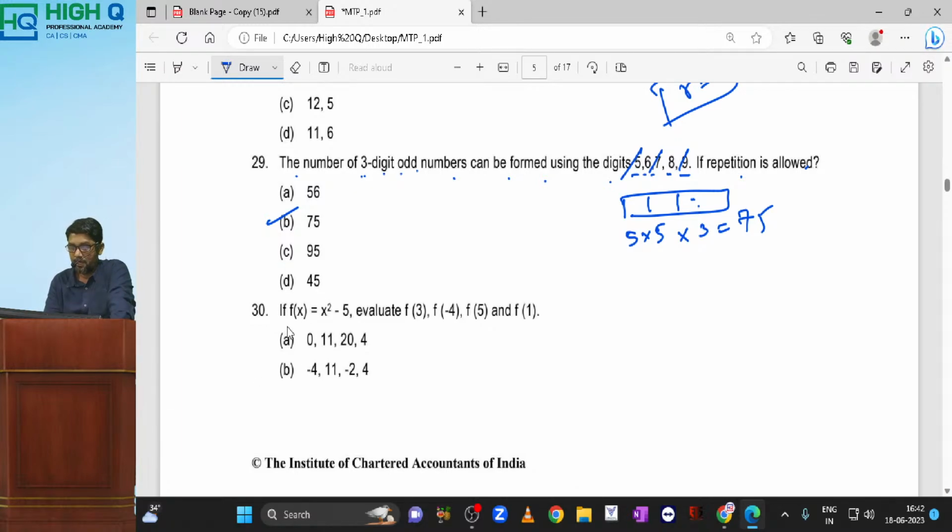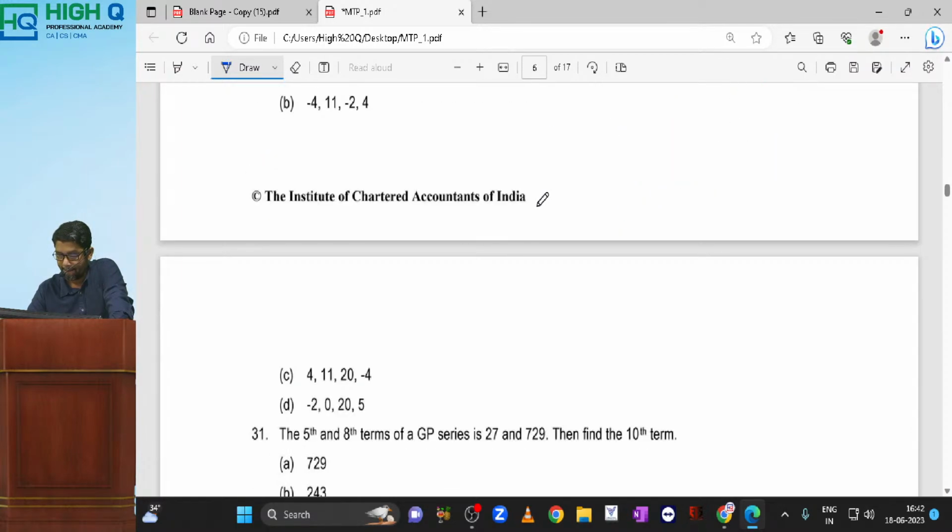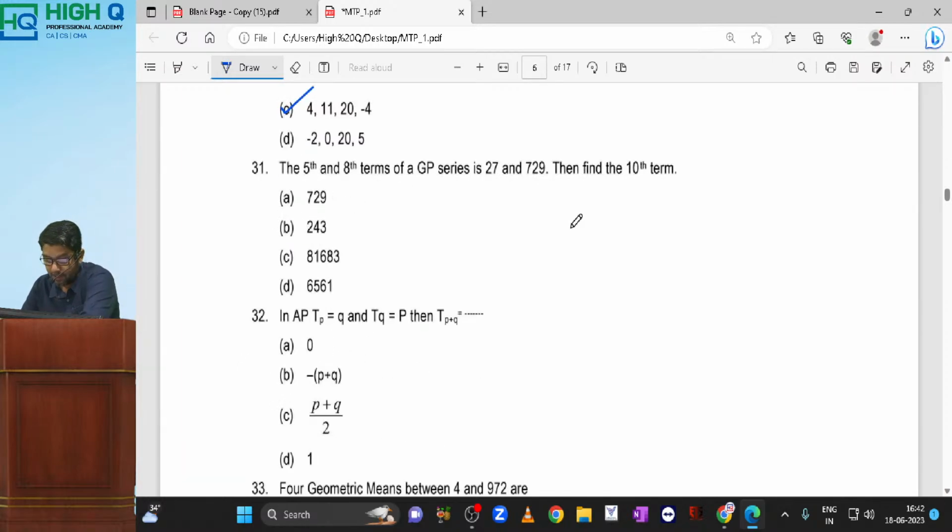Next step. F of x is x square minus 5. Evaluate. F of 3. 3 square minus 5, 9 minus 5 is plus 4. This is 4. F of minus 4: 16 minus 5, 11. F of 5: 20. F of 1: minus 4. Option C. Next step.